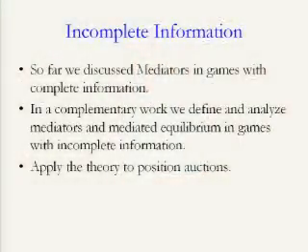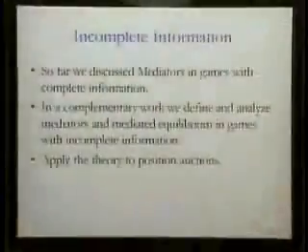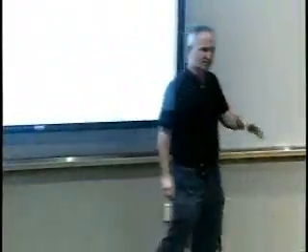I'd like to spend like 10 minutes, if you allow me, on the incomplete information setting, because I think it calls for many, many applications. So what is the incomplete information setting? Until now, we have discussed mediators in games with complete information. In a complementary work, we define and analyze mediators in mediated equilibrium for games with incomplete information. The application that I've chosen to present very briefly will be for two-position auctions. By the way, this work was presented like 3 months ago and already has several extensions by others. Very, very nice work.